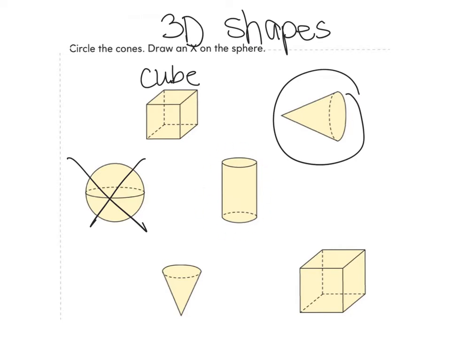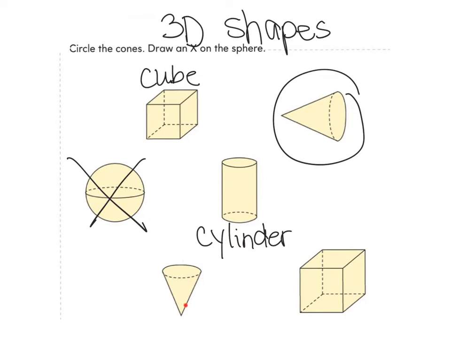This shape right here is a cylinder. Let me see if I can spell cylinder right. Cylinder. So cylinders have circles on the top and bottom as their faces, and then it has one round side. So this is like a cup or a can, like a soup can, a Pringles can. It has a curved side, and it has these circles at the top and the bottom. So I'm not going to do anything with that one.